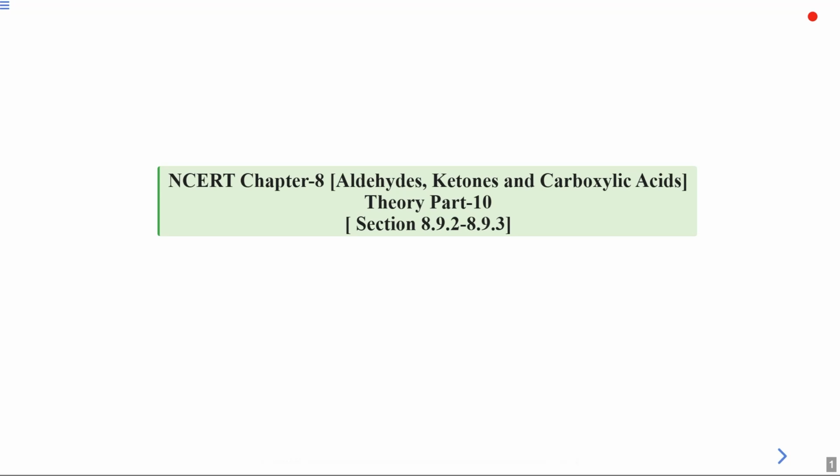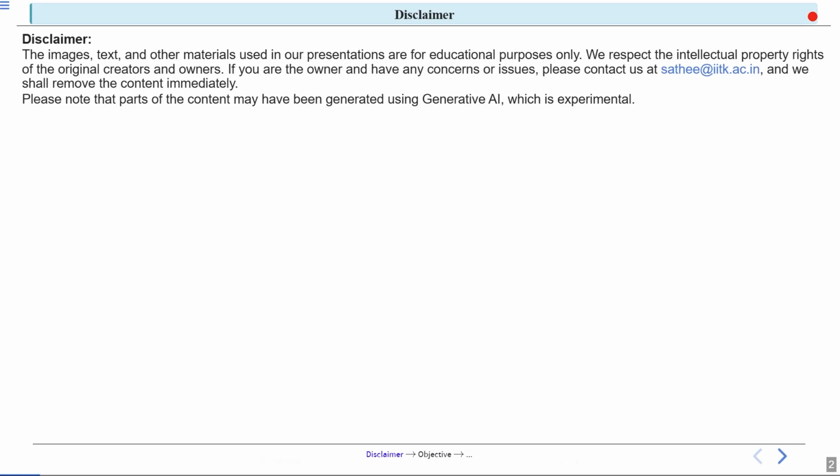Hello students. So today we will continue NCERT chapter 8, which is aldehydes, ketones and carboxylic acids. Today is the theory part 10. The sections which we are going to cover today are section 8.9.2 to 8.9.3.